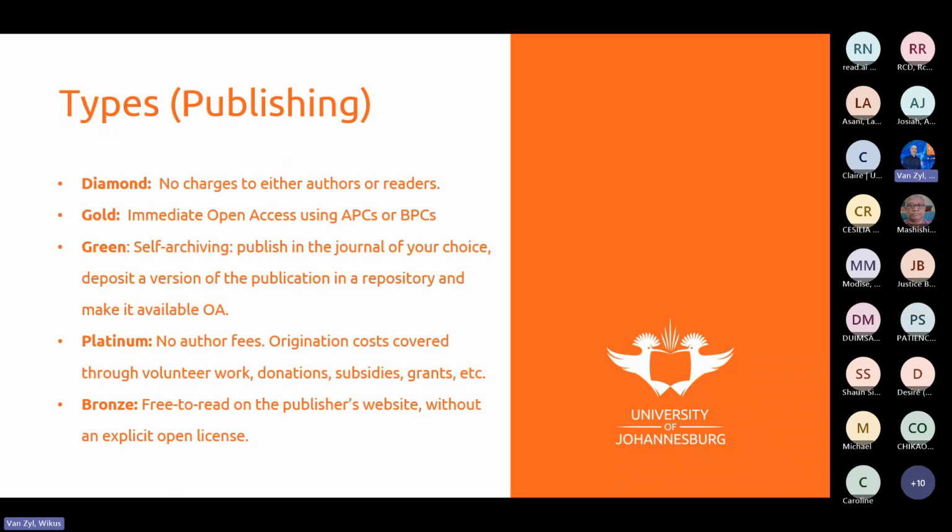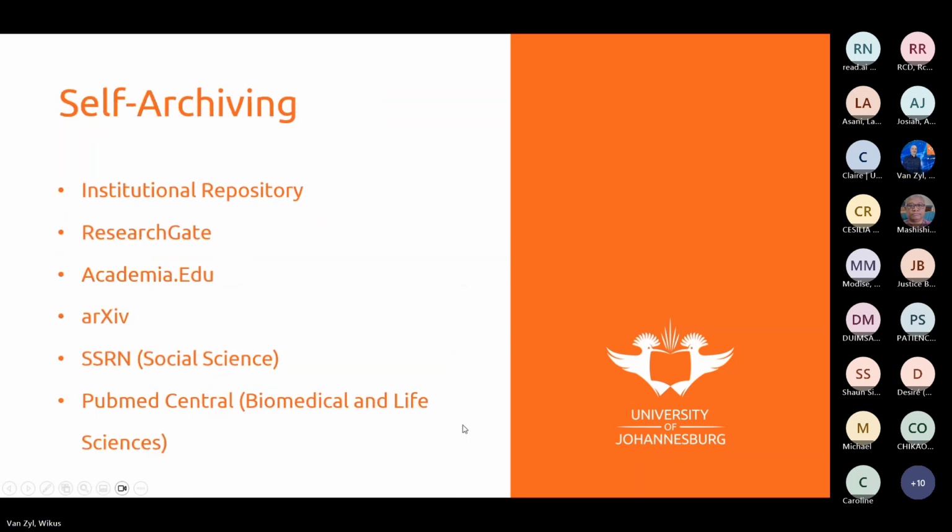Lastly, we've got Bronze Open Access, where information is made available free to read on the publisher's website, usually not downloadable. You'll have to be on the website and be able to read it on the site, but also not with an explicit open license.